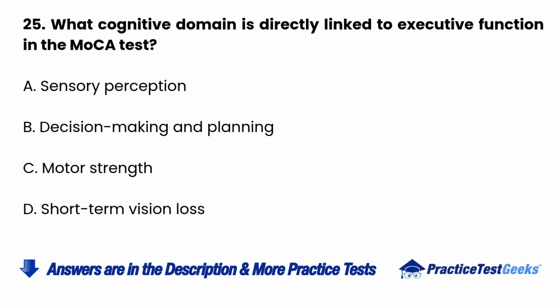25. What cognitive domain is directly linked to executive function in the MoCA test? A. Sensory perception. B. Decision-making and planning. C. Motor strength. D. Short-term vision loss.